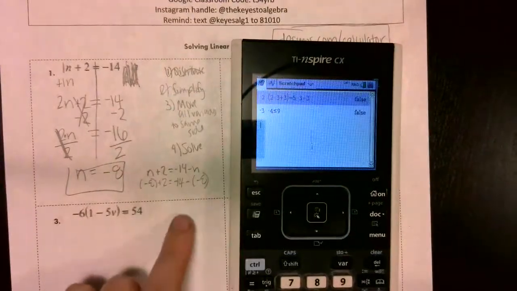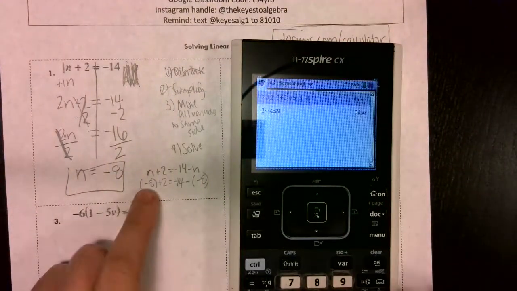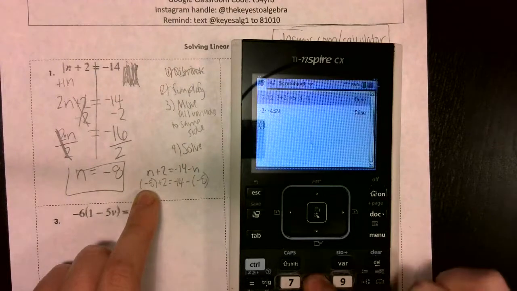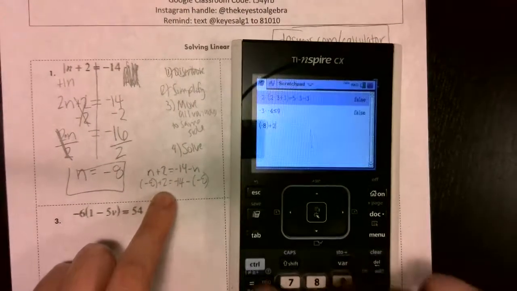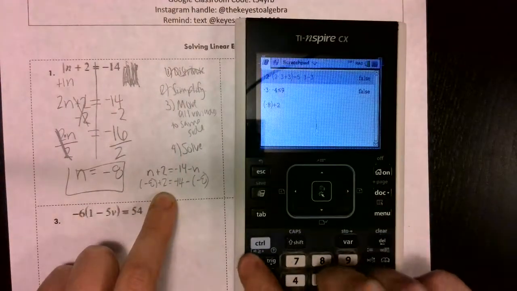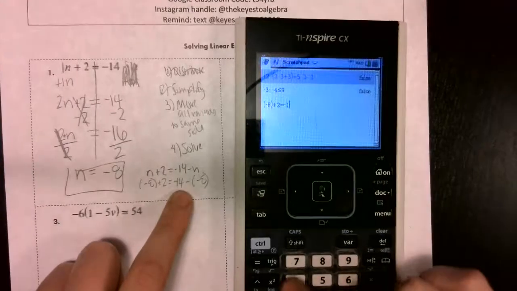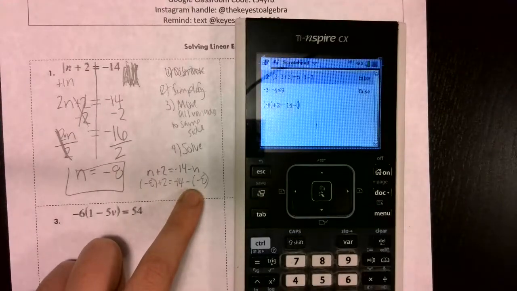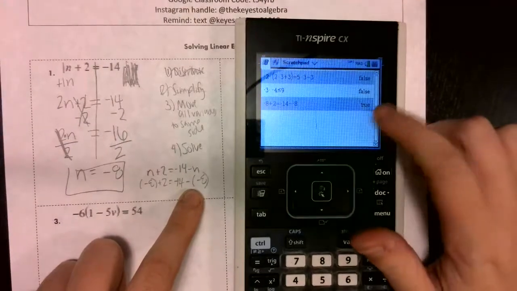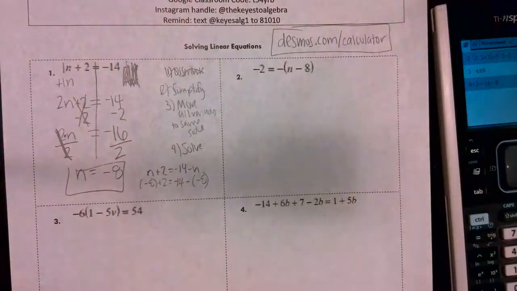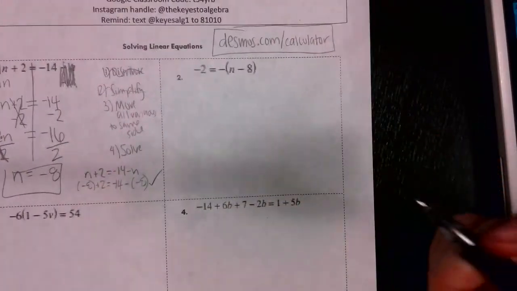So I'm going to type it in exactly like I see it to see if I can get it to say true. So I'm going to do -8 plus 2. My equals button is right over here, equals -14 minus parentheses -8. It says true, so I know I did it right. Excellent. I'm going to try number 2.